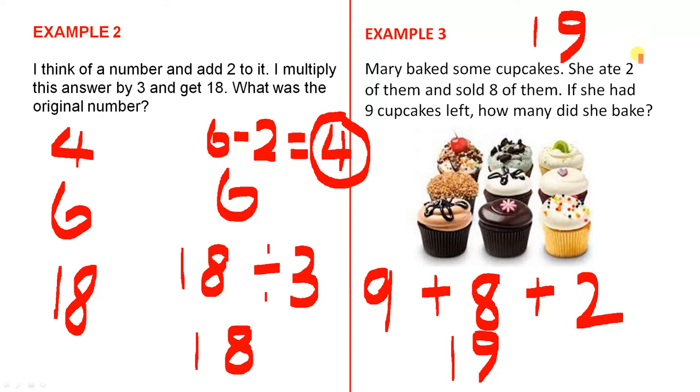Okay, and there we go. Let's double check this. If she started with 19 and she ate 2, 19 minus 2 is 17. She sold 8. 17 minus 8 is 9. So we know we're correct.